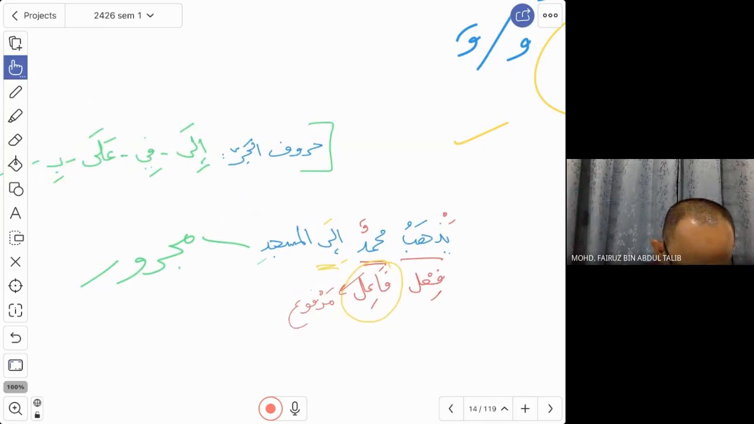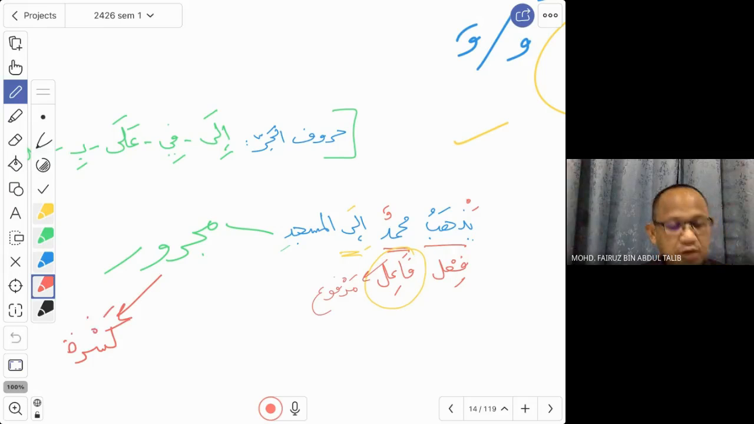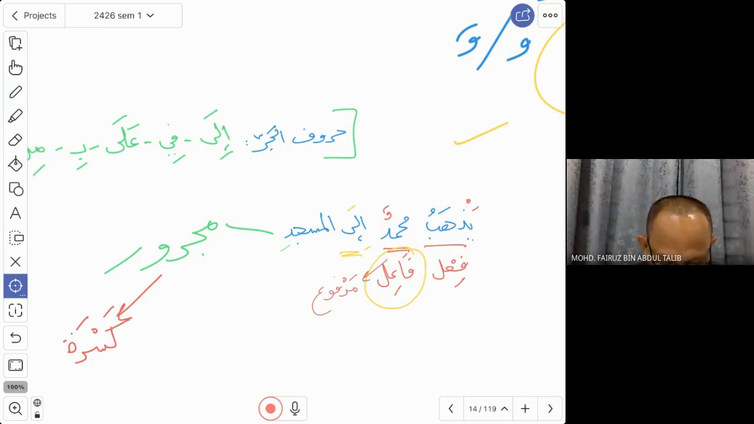okay, how do you end the word? Of course, when a word is majrur, you will end the word with a kasrah. You will have to end the word with a kasrah. Okay, so that is why in the sentence we say yazhabu Muhammadun ilal masjidi.